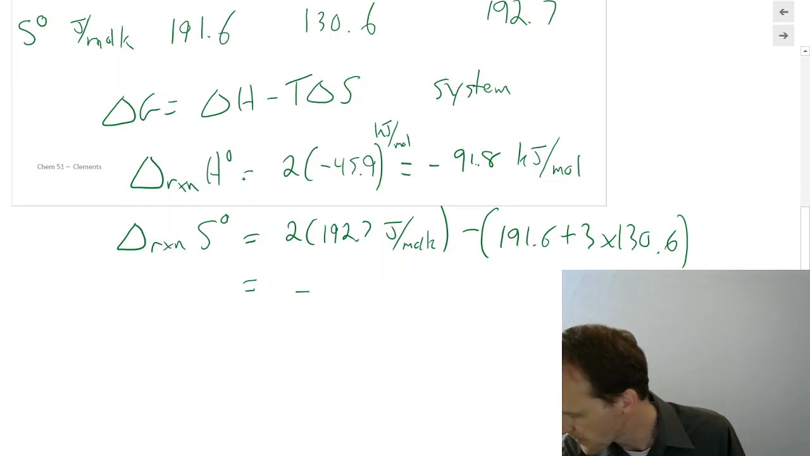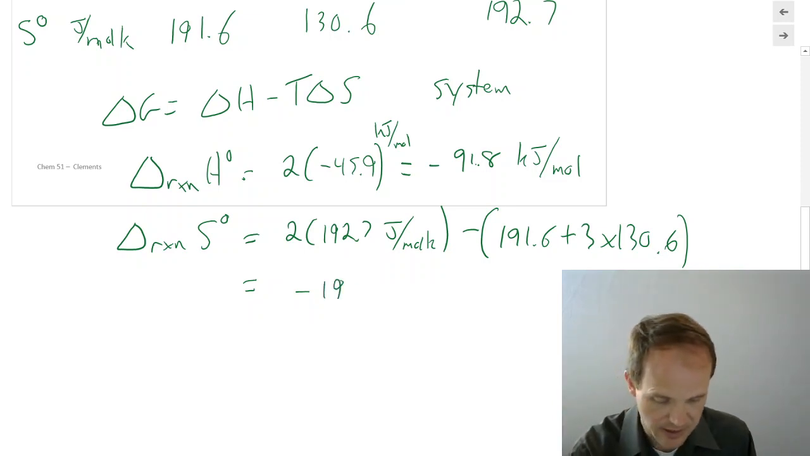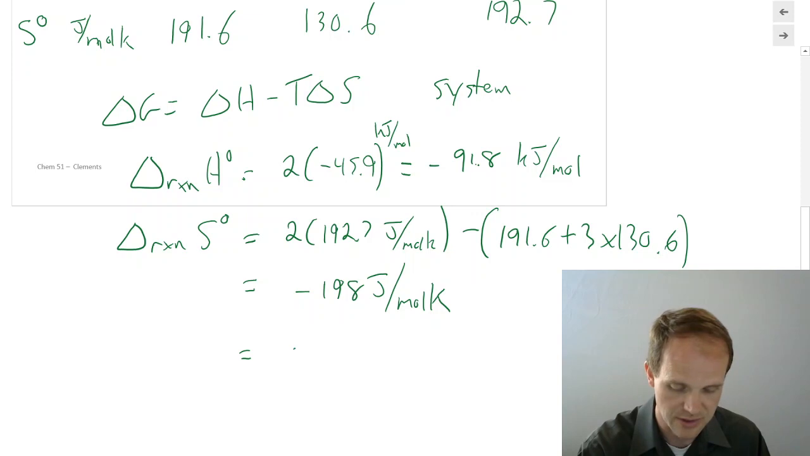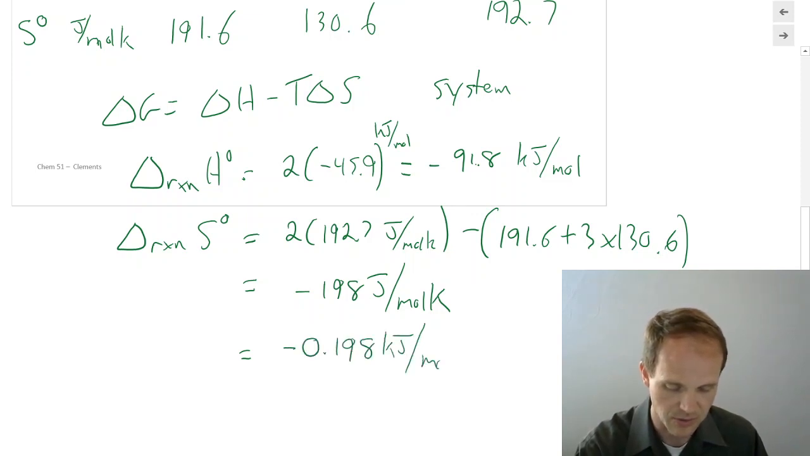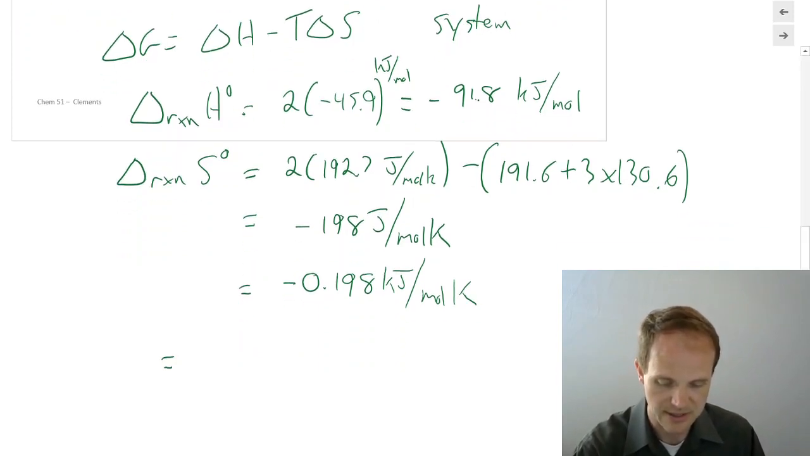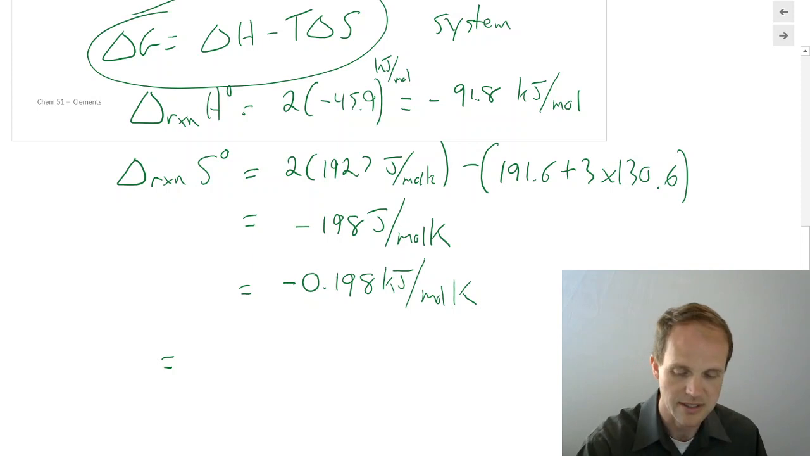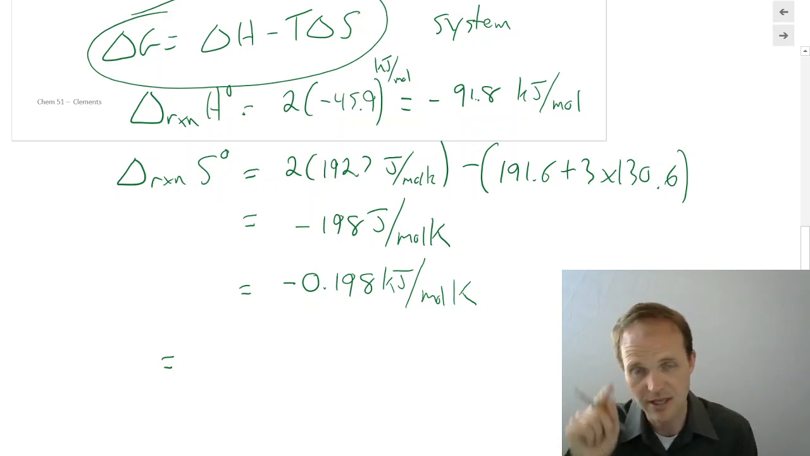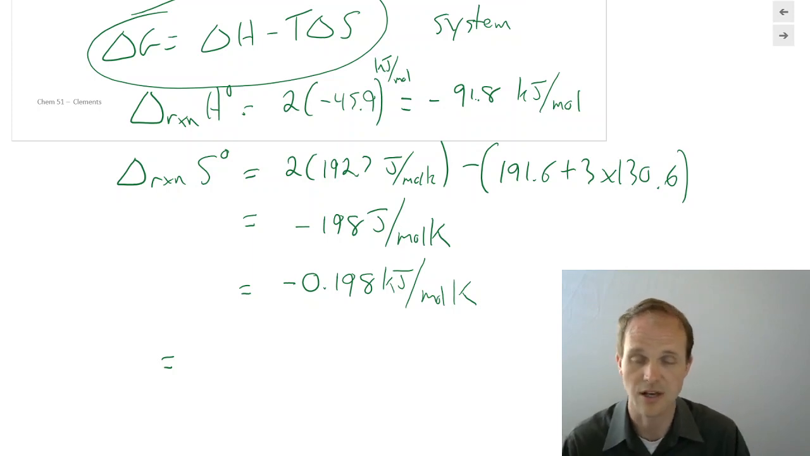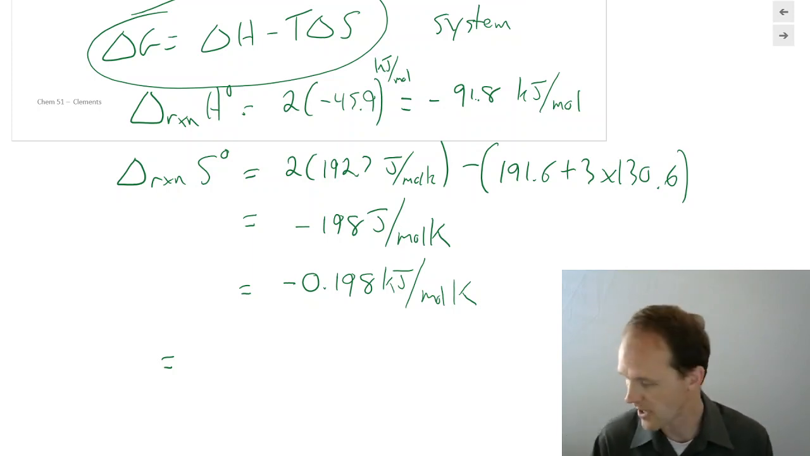And this is minus 198 joules per mole Kelvin. We're going to convert that into kilojoules. Why? Because delta H is usually reported in kilojoules, so it's minus 0.198 kilojoules per mole Kelvin. And we've got delta G equals delta H minus T delta S. And remember, this one over here doesn't always have the little circles on it to tell us we're in standard states, because it doesn't matter. It's always true. So it is also true at standard states, so we're just fine.